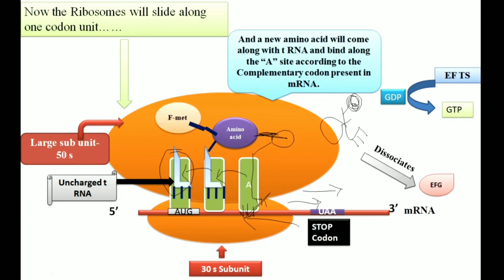The ribosome will meet the stop codon here, and after reaching the stop codon, the ribosome will send a signal to stop the process. So this way the termination starts.